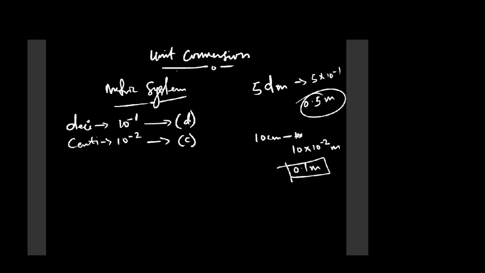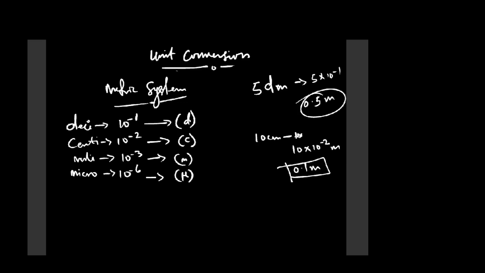What's the next one now? The next one is milli. Milli is 10 raised to power minus 3, and it is written with a small letter m. What's the next one after milli? It is micro. Micro is 10 raised to power minus 6, and it is denoted with mu. Mu is a Greek symbol that we use to represent micro.